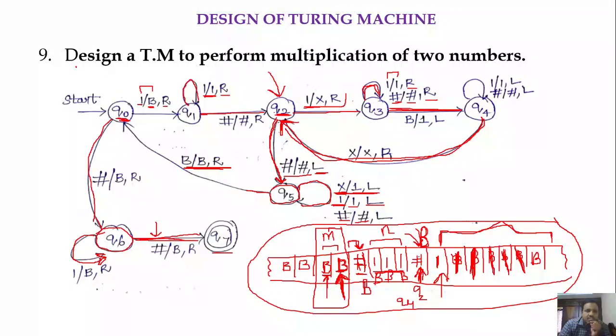Okay, so this is the overall logic and the state transition diagram for this Turing machine that performs the multiplication of two numbers. I hope the concept is clear. So just practice on your own. If you get any doubts, just notify me once. I will try to clarify those doubts in the coming sessions.